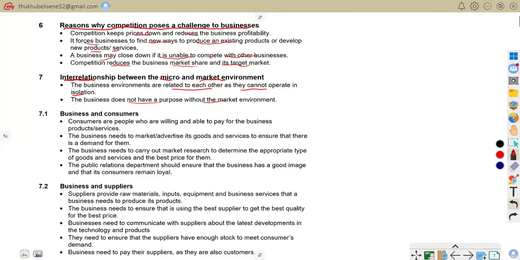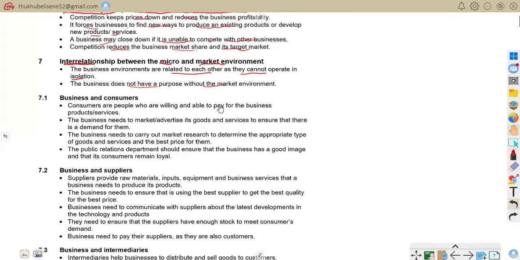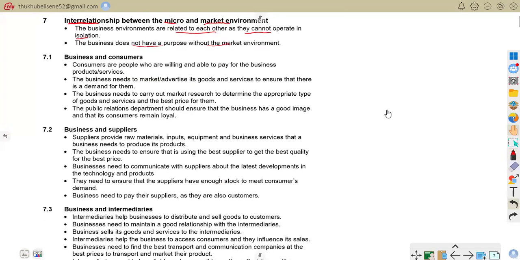So let us move on to business and consumers. Consumers are people who are willing and able to pay for the business products and services. For example, a customer buys a t-shirt for 450. He is willing to buy that t-shirt. He is able to pay for that t-shirt.